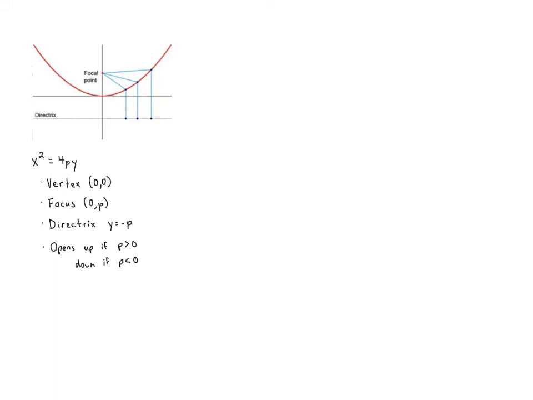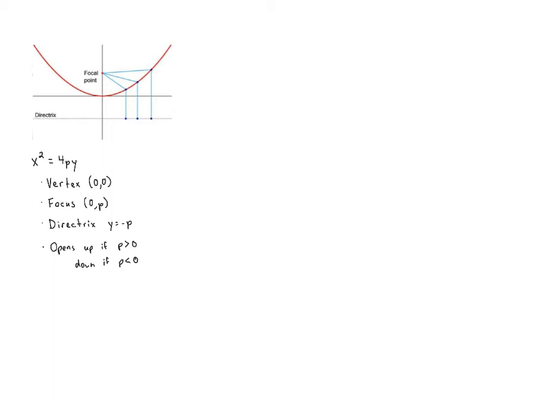Let's summarize the conclusion that we came to in the last video. If we have a parabola that has an equation in the form x squared equals 4py, then it is going to be a parabola with vertex at the origin. The focus will be at the point (0, p). The directrix will be the line y equals the opposite of p.